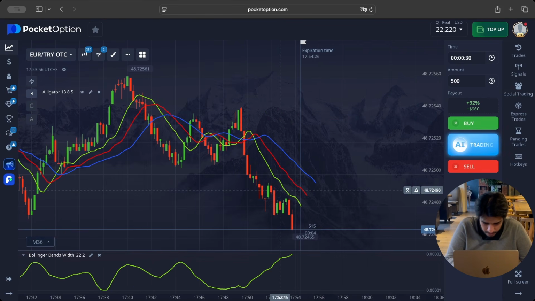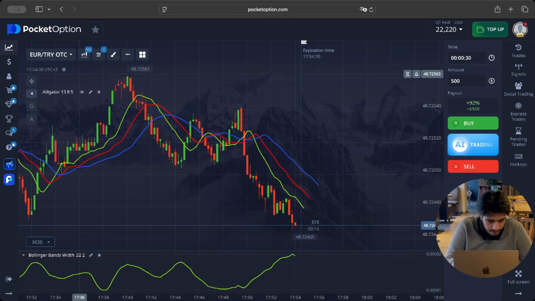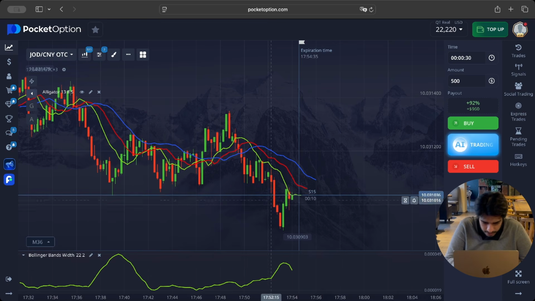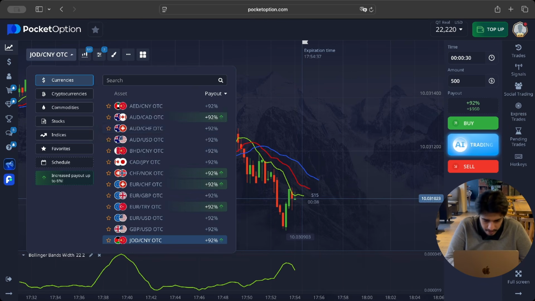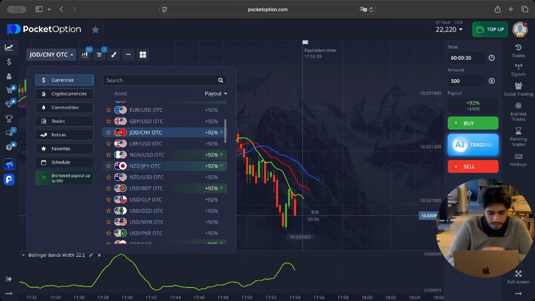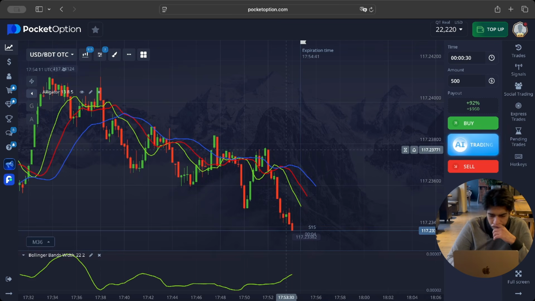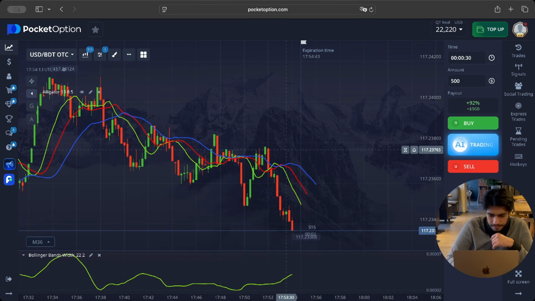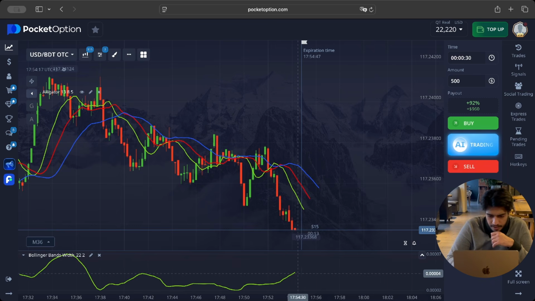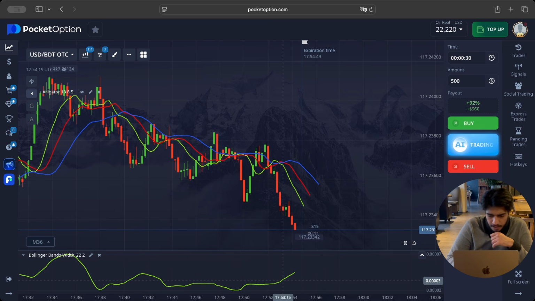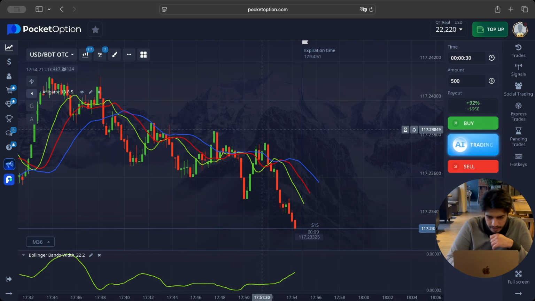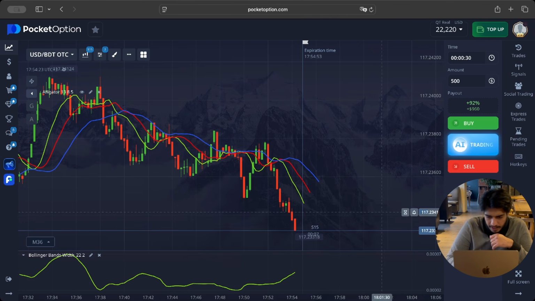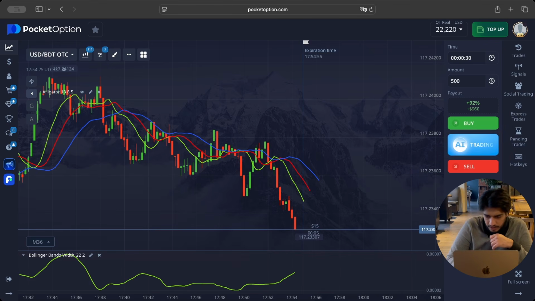And here the Bollinger Band seems to be spiking up, but it's not good for us. Here it also seems really risky, as I explained, not good for us. Here it seems to be a good thing, because it has dipped down, and you can see how the Alligator has been overlapping.